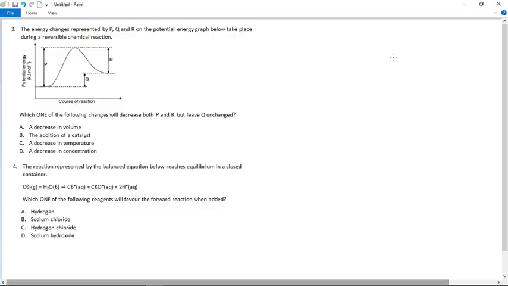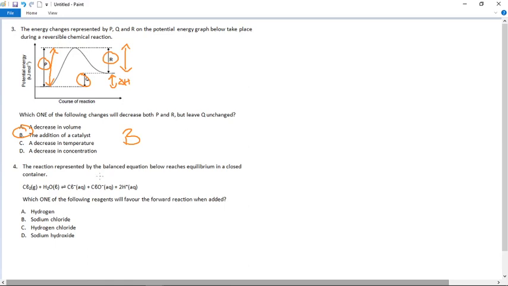It says the energy changes represented by P, Q, and R on the potential energy graph take place during a reversible chemical reaction. Which one of the following changes will decrease both P, which is the activation energy for the forward reaction, and R, which is the activation energy for the reverse reaction? So what decreases activation energy? The addition of a catalyst. And Q will remain unchanged because Q is the enthalpy, and the enthalpy depends only on the nature of the reactants or the products, so the answer is B.